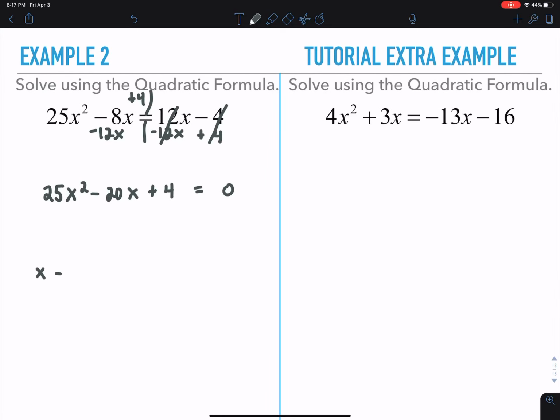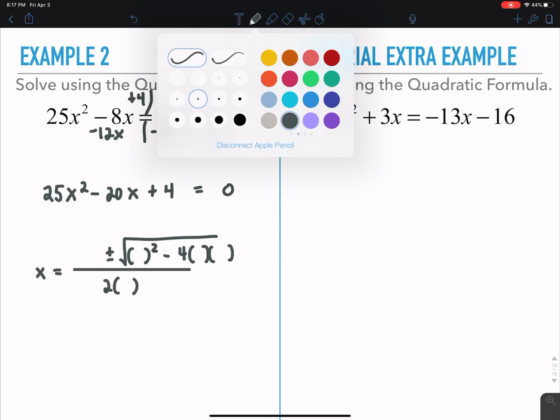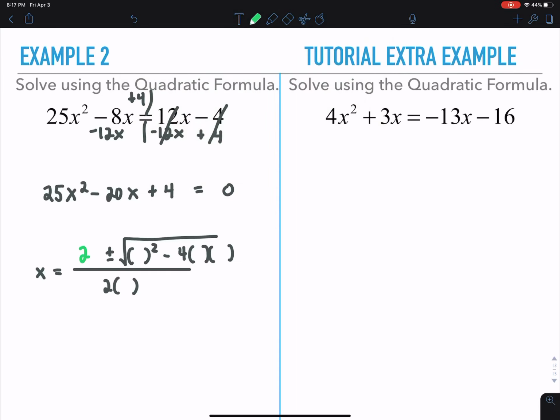Again, we're going right into the quadratic formula. So x equals the opposite of b plus or minus the square root of b squared minus 4 times our a value times our c value, all divided by 2 times our a value. So the opposite of b in this case is positive 20. And then we have plus or minus the square root of negative 20 squared, which is going to give us, again, a positive value. Minus 4 times our a value, which is 25, times our c value, which is 4. And then all divided by 2 times our a value, which is 25.